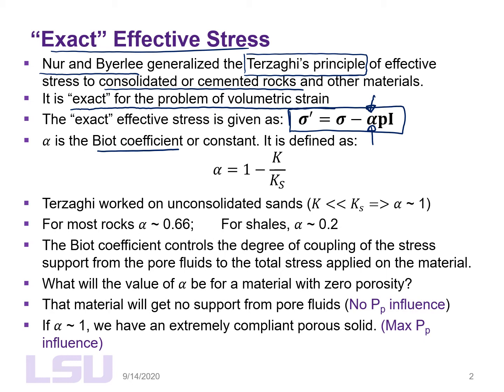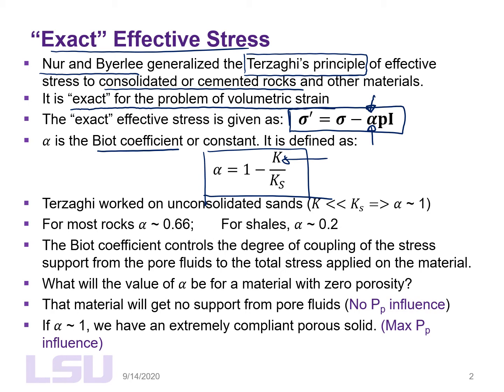So previously there was no alpha, right? Now without the alpha, the equation is the Terzaghi effective stress. With the alpha is the exact effective stress or Biot's effective stress. And this is the definition for Biot's effective stress. What is K? Bulk modulus of the drained rock. So it's the bulk modulus of the skeleton.